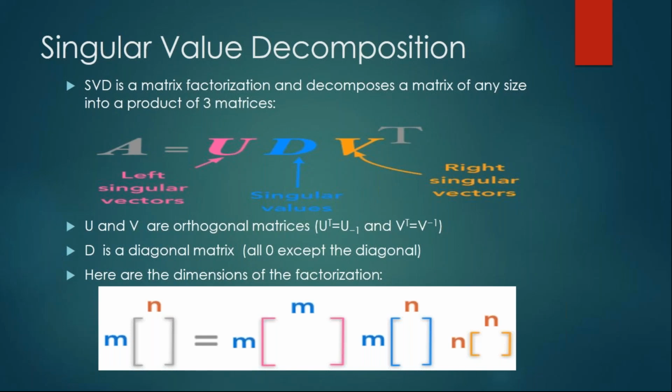and Σ is the diagonal matrix. This is how the factorization works. I don't want to go too deep into it. This is how it just decomposes a matrix into three: U, Σ, V transpose.